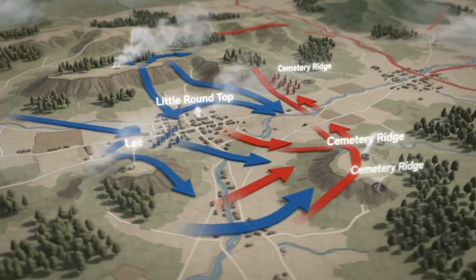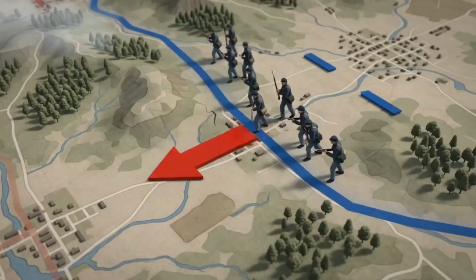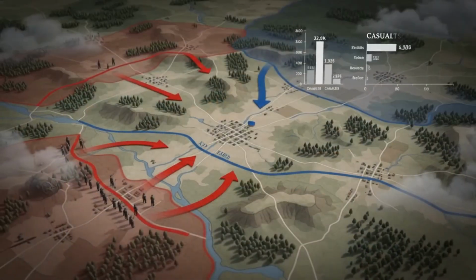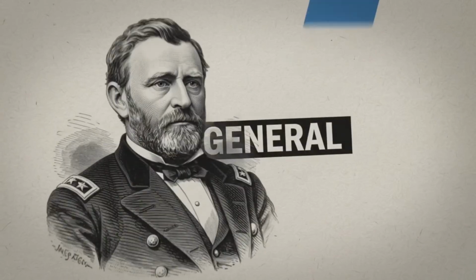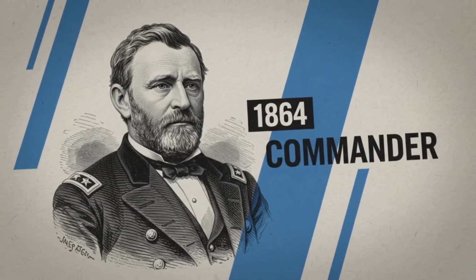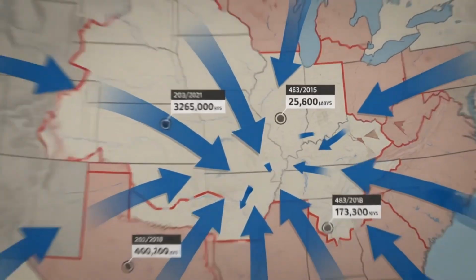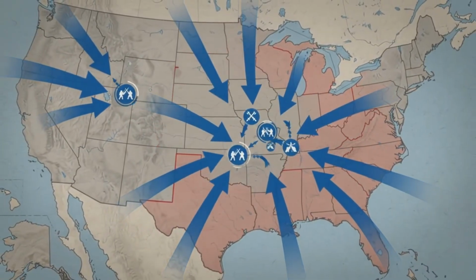The Battle of Gettysburg marked the turning point of the Civil War. General Lee's invasion failed, and the Confederacy never fully recovered. In 1864, President Lincoln placed General Ulysses S. Grant in command of all Union armies, to apply relentless pressure until the Confederacy could no longer fight.